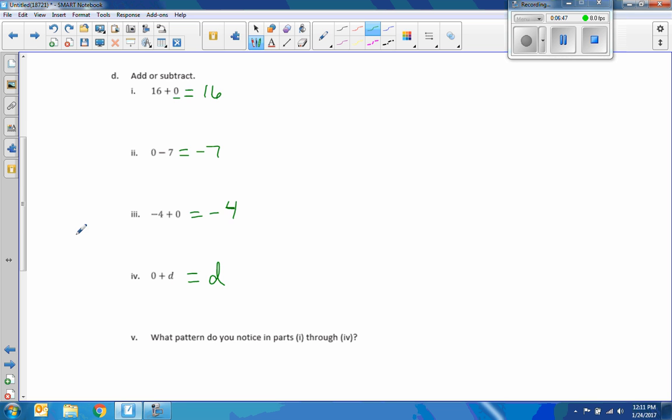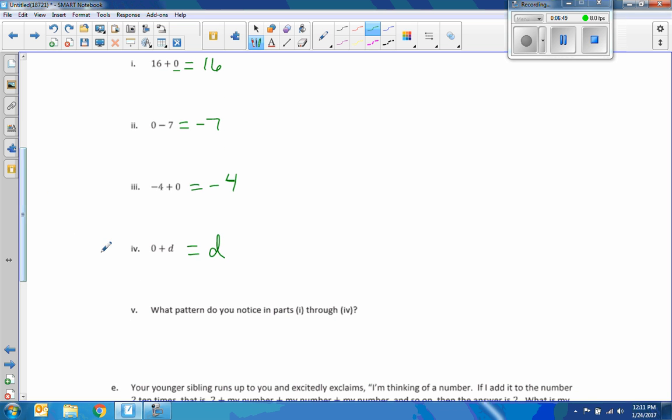So what pattern do we notice in parts 1 through 4? The sum of any quantity and 0 is equal to the value of the quantity.